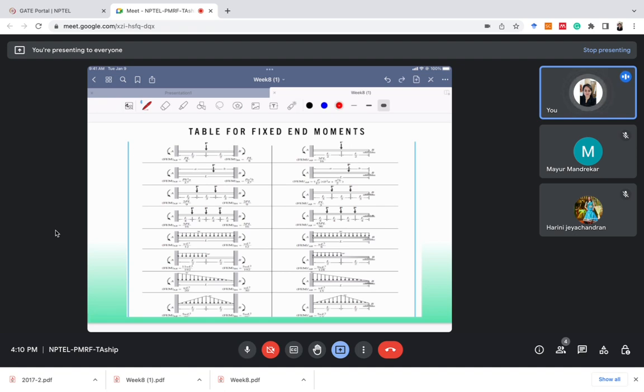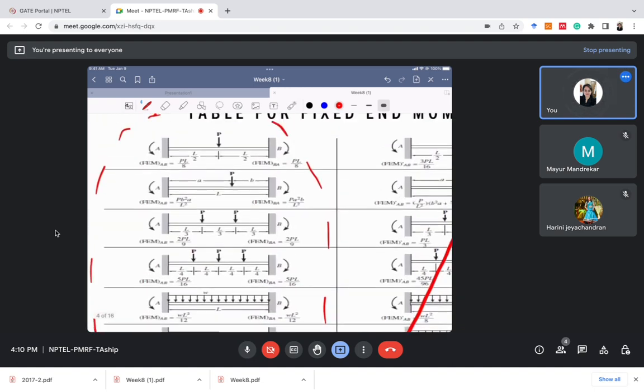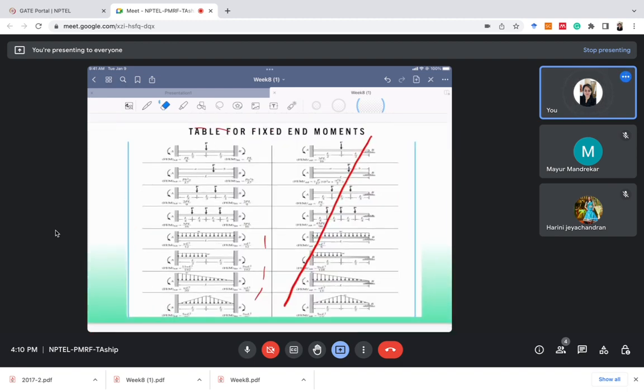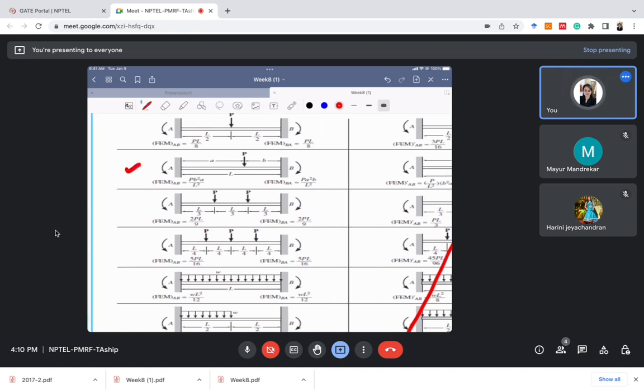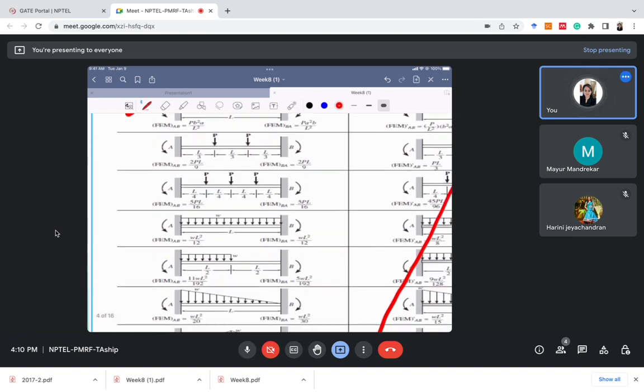For example, this is a huge table. You do not need to remember all the things. Just don't ignore this part where one end is hinged. Just concentrate on this part. You should try to remember all these fixed end moment terms. I'd like to zoom it somewhat. Yeah. So out of all this, if you can't remember all the cases, then you should remember at least this case where the fixed end moments are calculated for a point load, and this case where the fixed end moments are calculated for the UDL.